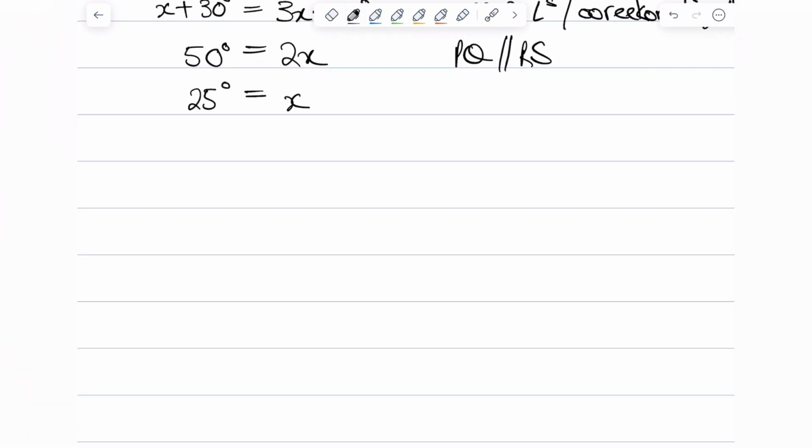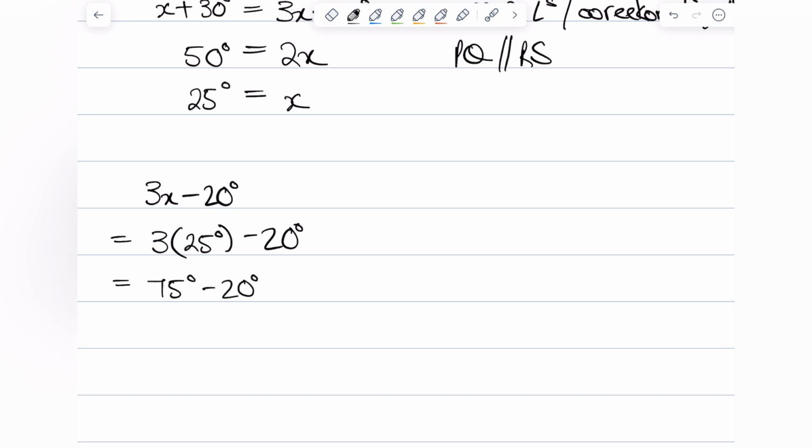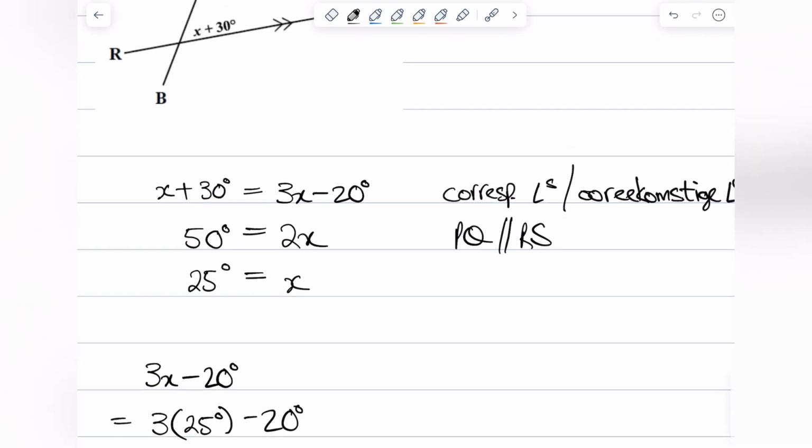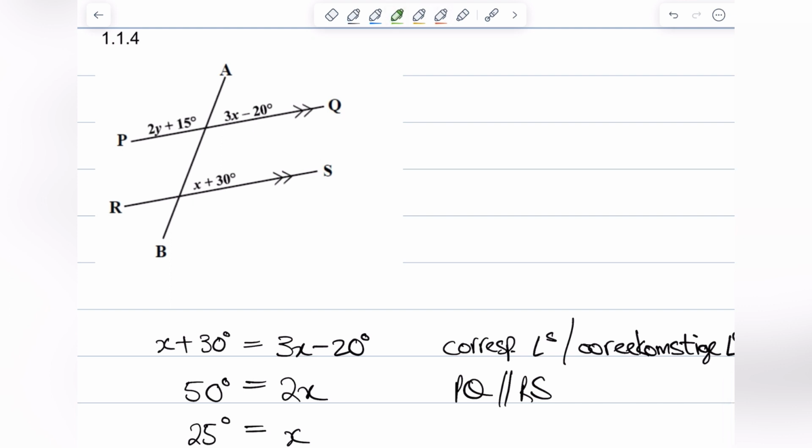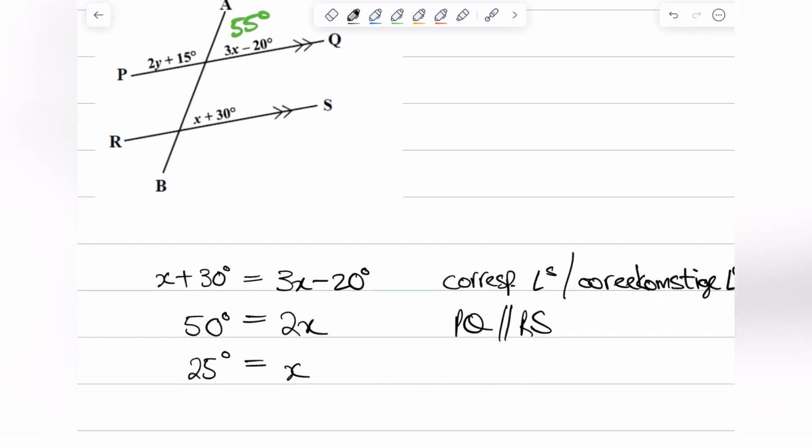So I can take 3x minus 20 degrees, and substitute 25 degrees in for x. And I have 25 times 3 gives us 75 degrees minus 20 degrees. So that gives us 55 degrees. So 3x minus 20 is 55 degrees. And I can just write that in there: 55 degrees.